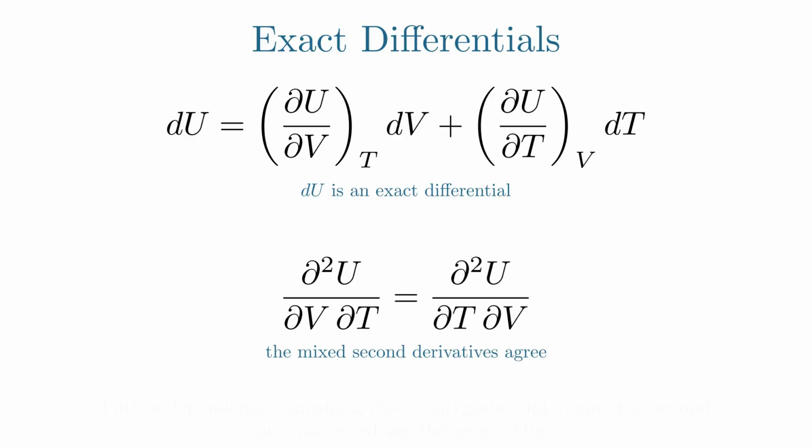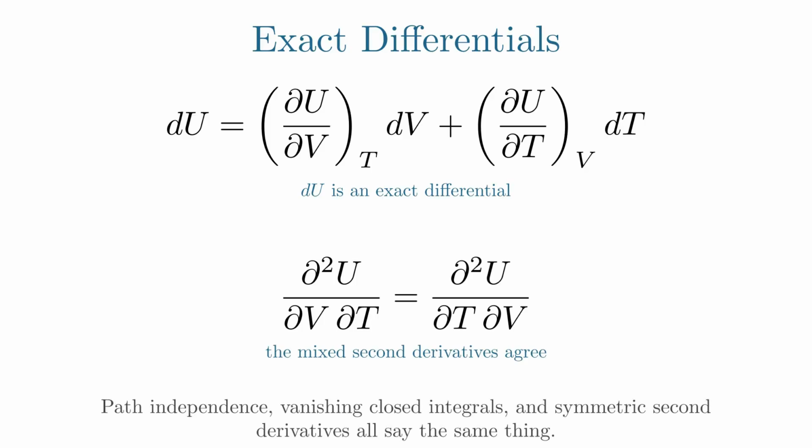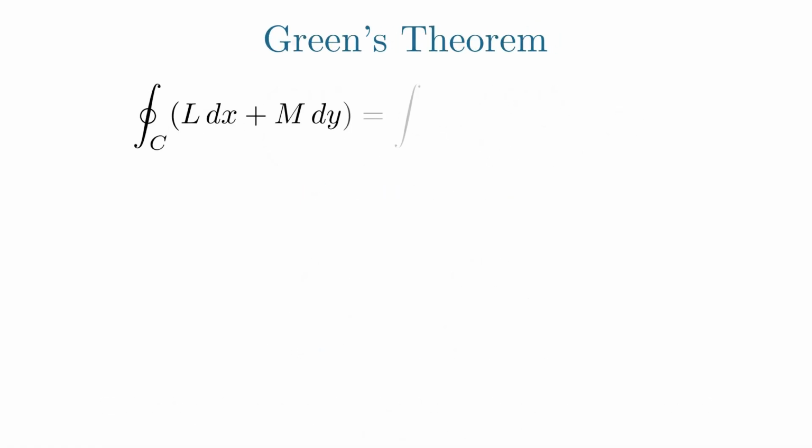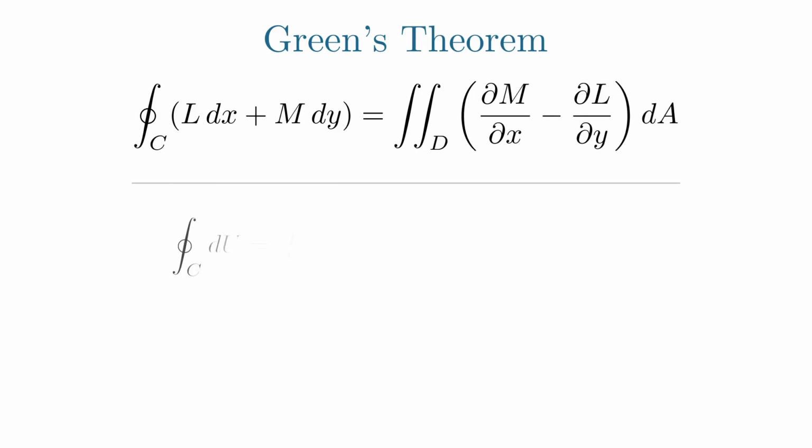Since U equals U of V and T, it can be written as dU equals partial U partial V at constant T times dV plus partial U partial T at constant V times dT. A third equivalent property is the symmetry of the mixed second derivative, partial squared U over partial V partial T equals partial squared U over partial T partial V. The equivalence follows from Green's theorem, the two-dimensional form of Stokes' theorem. We will not explore the mathematical details here.